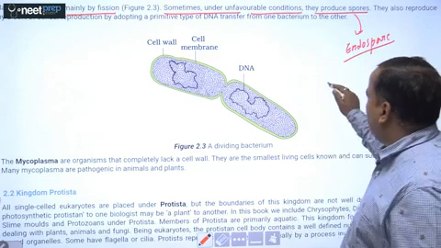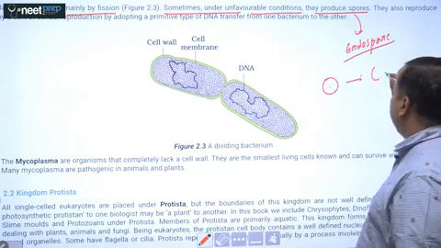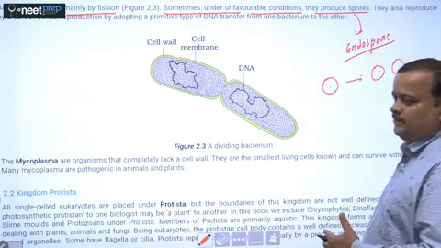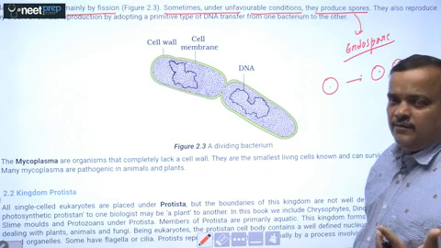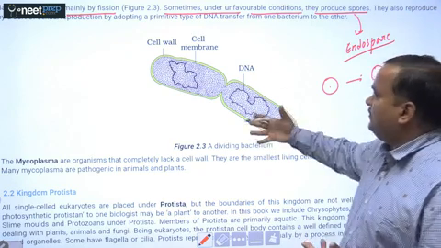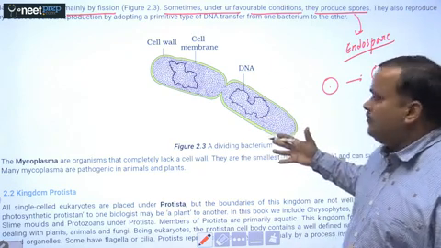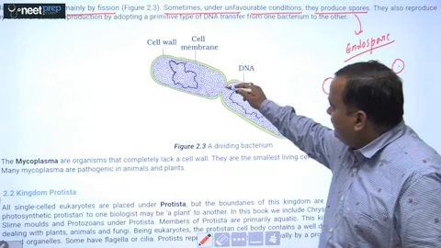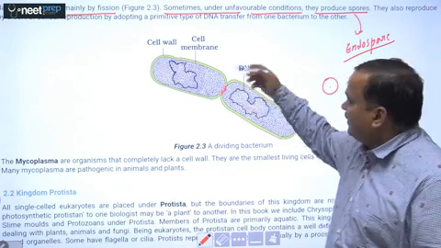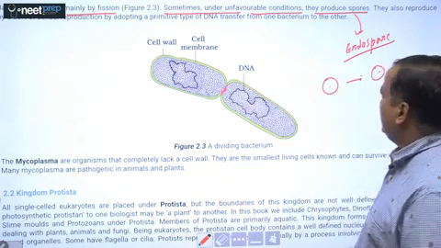So during binary fission what happens? A bacterium divides by simple cell division to form two daughter cells, and this is the most common method of bacterial reproduction. This is one example of a bacterium undergoing binary fission. Finally this invagination will meet and the bacterial cell will divide into two daughter cells.